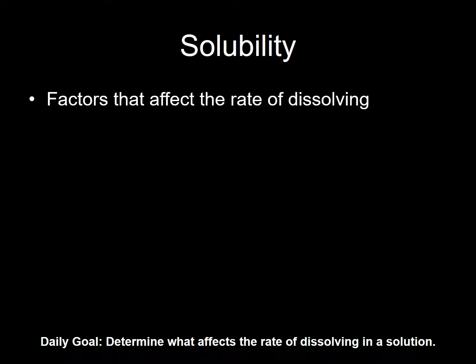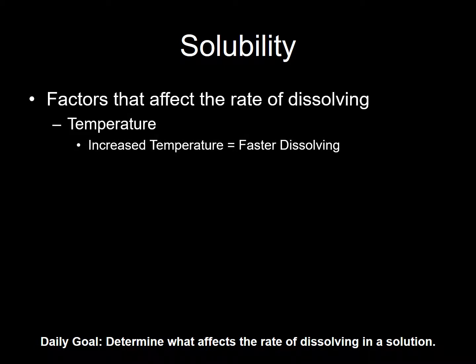What factors actually affect the rate of dissolving? What can you do to change how quickly something dissolves, speed it up or slow it down? The first thing we can do is change the temperature. You've probably tried making something like tea or Kool-Aid before, and you know that if you start with hot water, the Kool-Aid or the tea, the sugar, whatever it is, dissolves a lot faster. So as you increase the temperature, you increase the rate of dissolving. If you want to slow down how quickly something dissolves, you decrease the temperature.